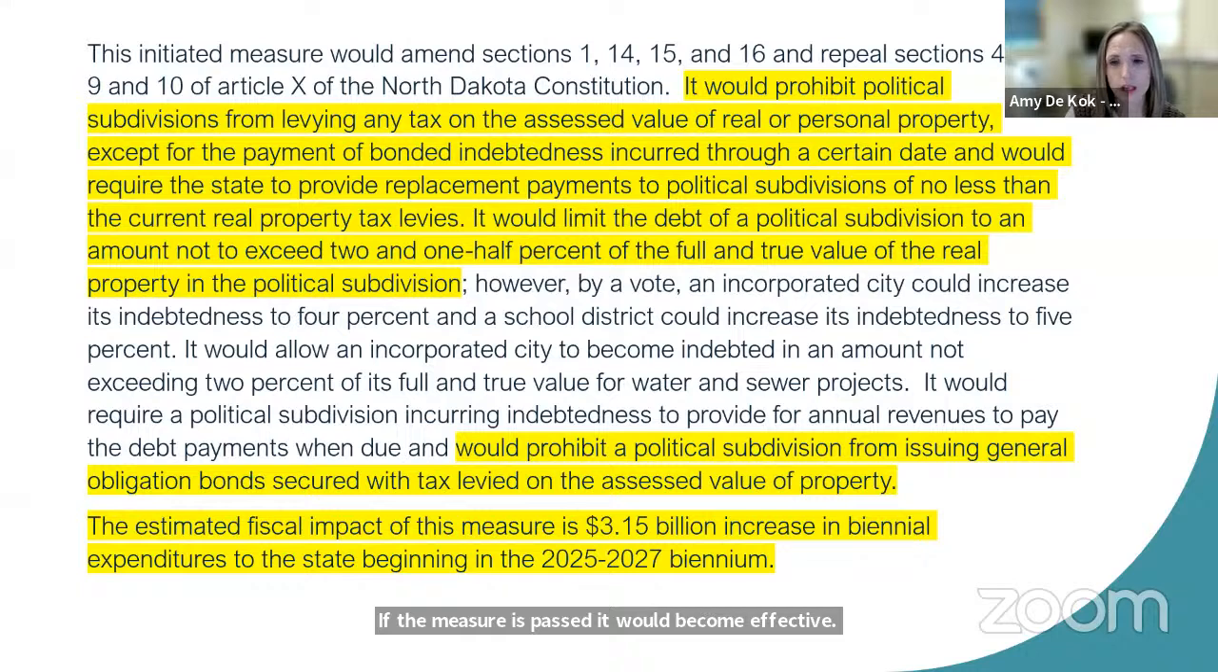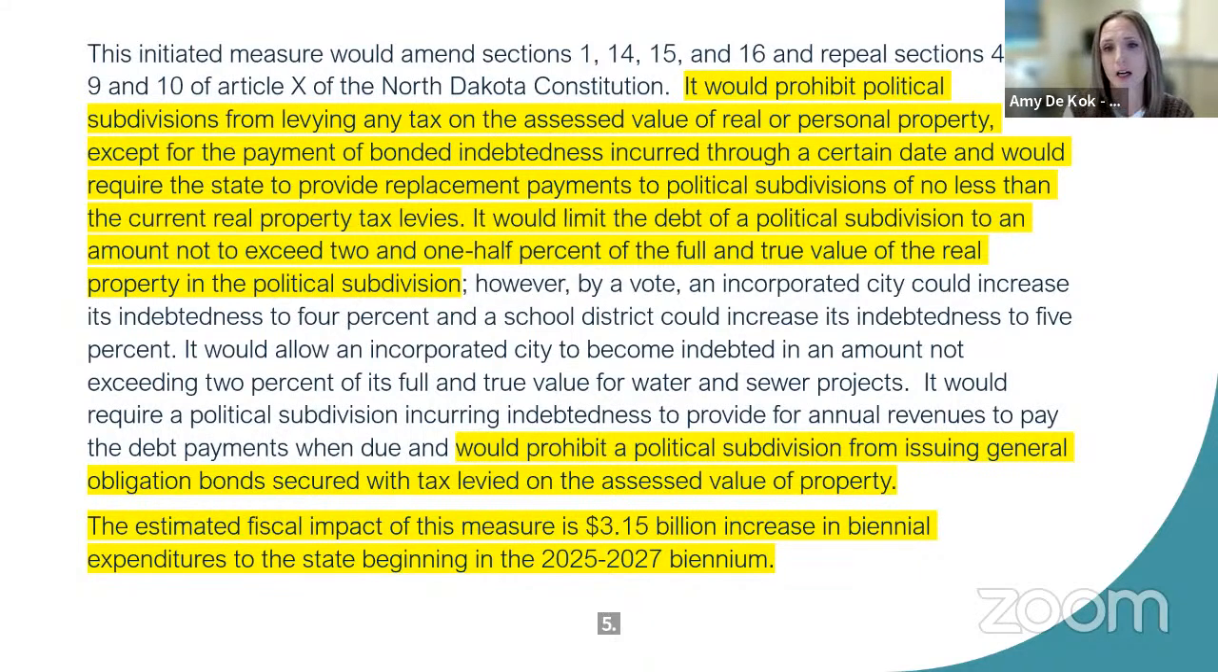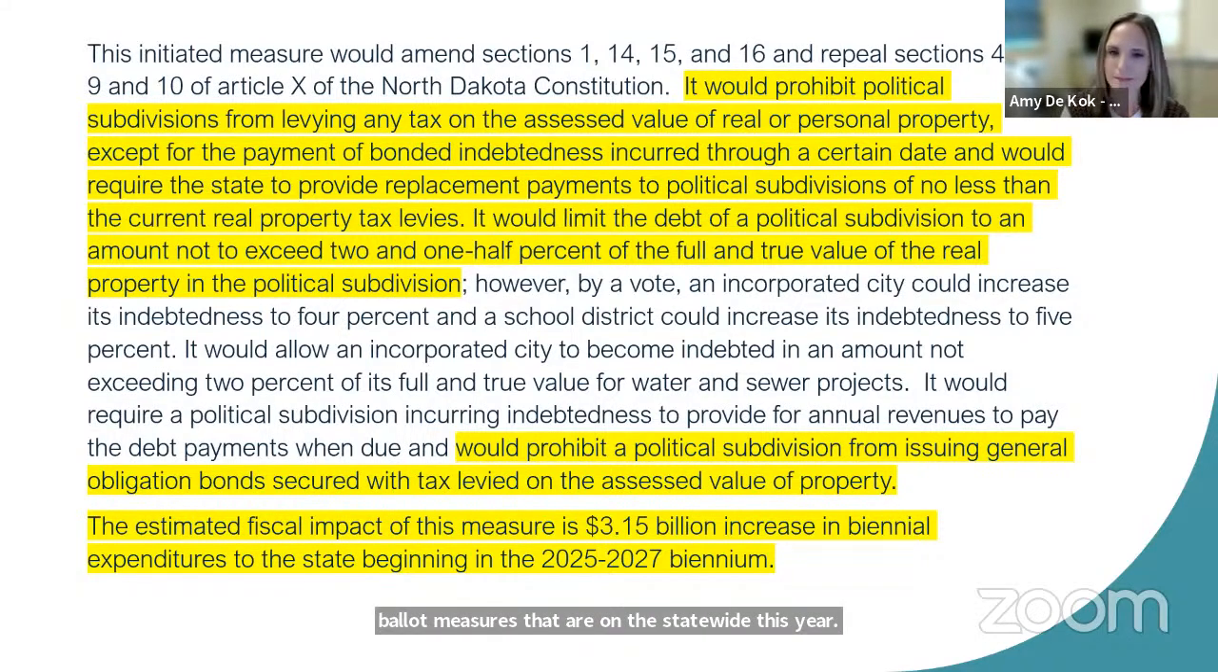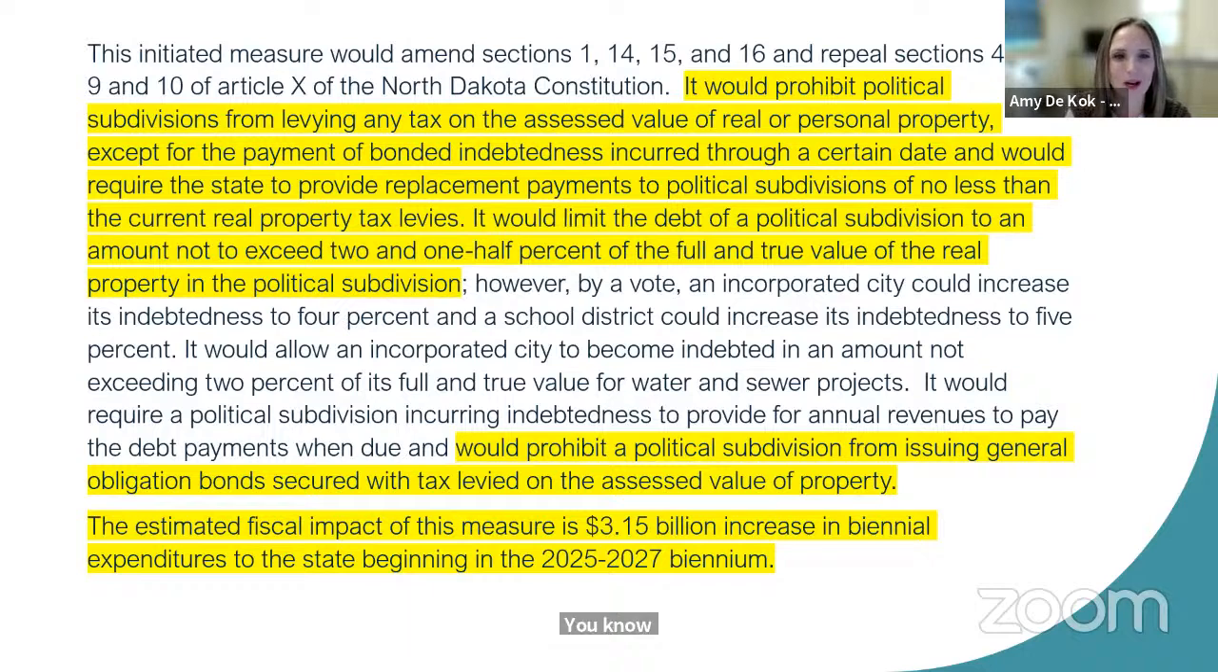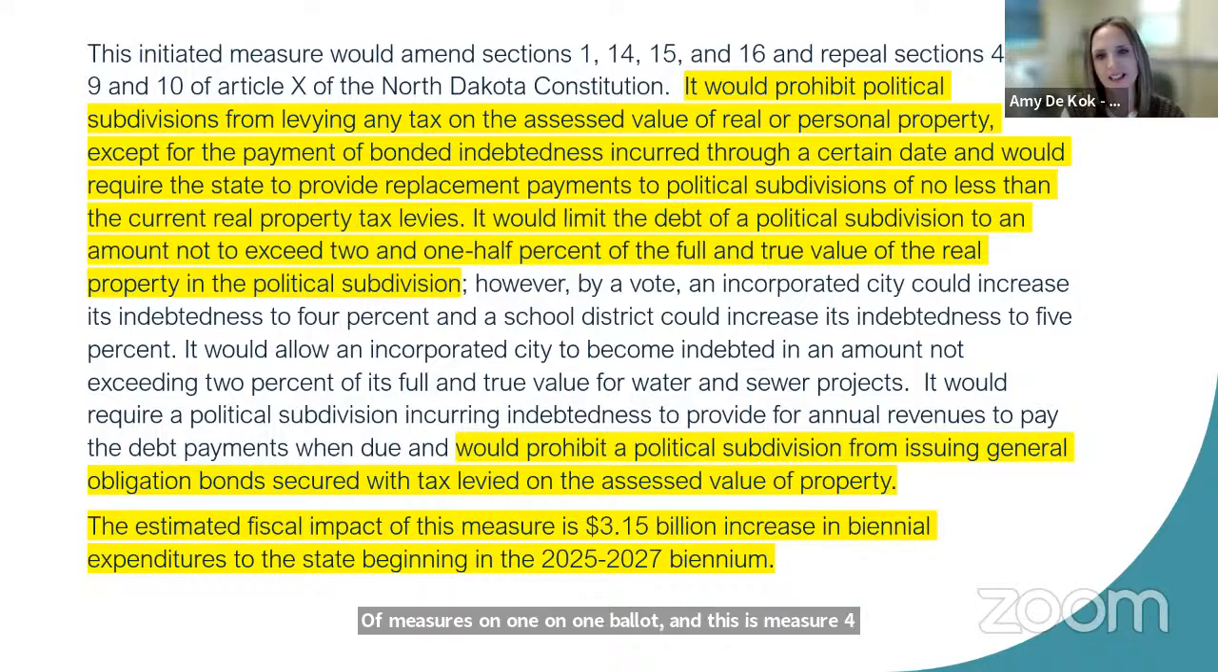So here is the text of the measure. You may have seen this; it's available on the North Dakota Secretary of State's website. We actually have 5 different ballot measures on the statewide ballot this year, which is a lot of measures on one ballot. This is Measure 4, and I've highlighted the core language of the measure, but we're going to unpack it a bit.